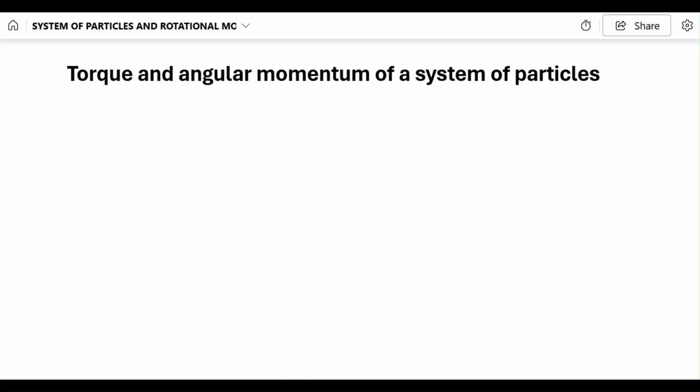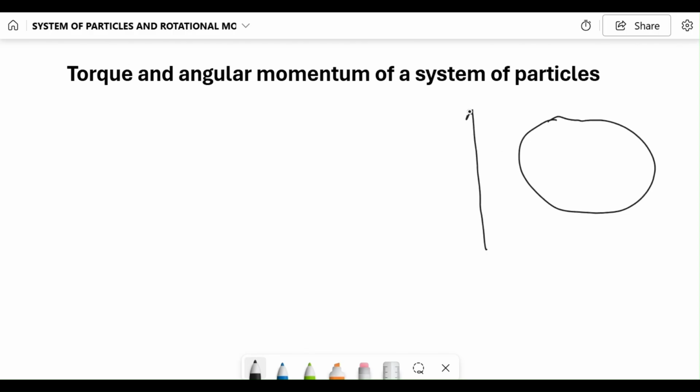In the last video, we discussed the torque and the angular momentum of a single particle. Now we are going to discuss torque and angular momentum for a system of particles. So let's say we have a system of particles here. Let's say this is a system, and I'm drawing the coordinate axes here. This is the x-axis, this is y, and this is the z-axis, and then let's say this is the first particle in the system, the second particle, and up to the nth particle.